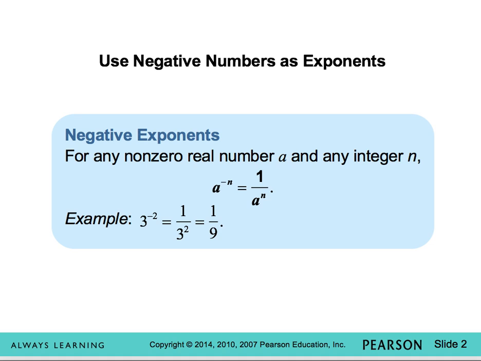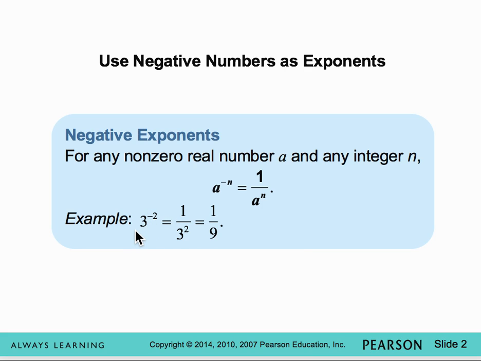Now, negative exponents. Negative exponents mean reciprocals. Negative exponents have nothing to do with negative numbers. Notice this has a negative exponent and my answer is not negative. To get rid of a negative exponent, we use the reciprocal.